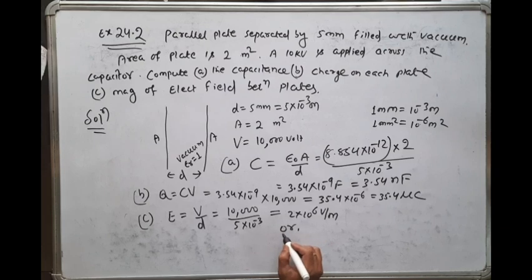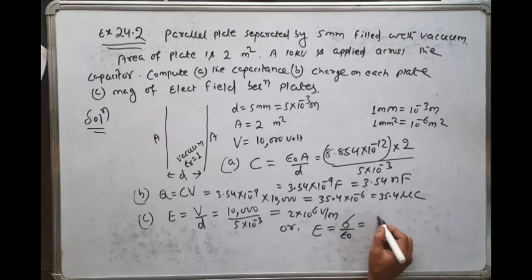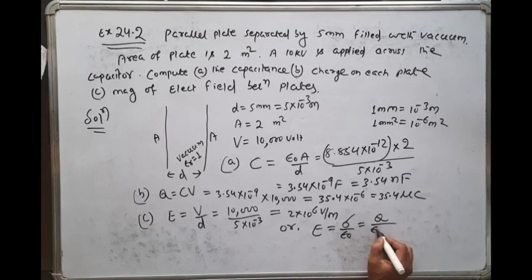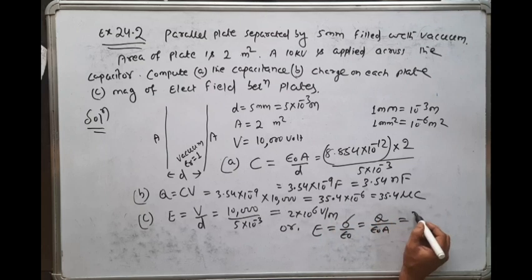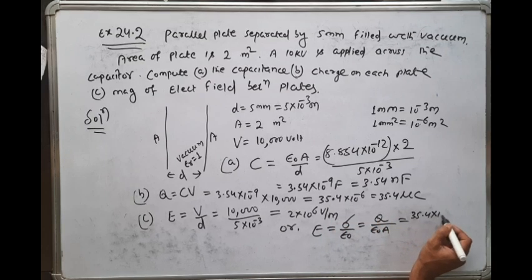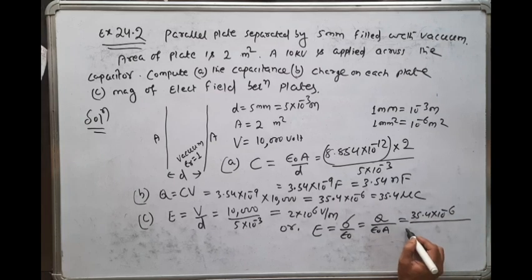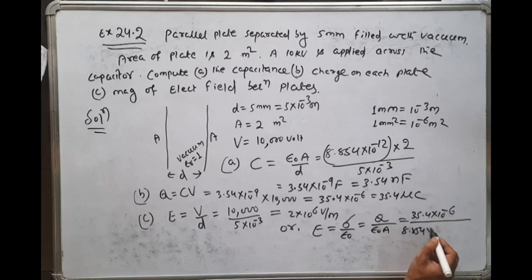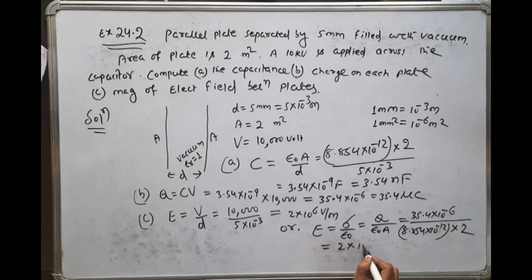Or another process is that E is equal to sigma by epsilon naught. Sigma is nothing but Q by area, so Q by epsilon naught A. Q is already given. What is the charge? 35.4 microcoulomb, 10 to the power minus 6, divided by epsilon naught, that is 8.854 into 10 to the power minus 12, and area is equal to 2. So definitely you will get the same result, that is 2 into 10 to the power 6 volt per meter.